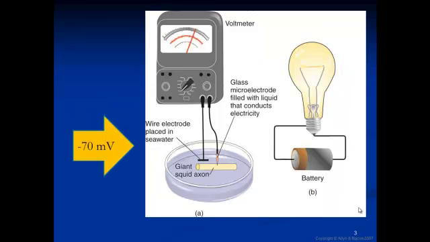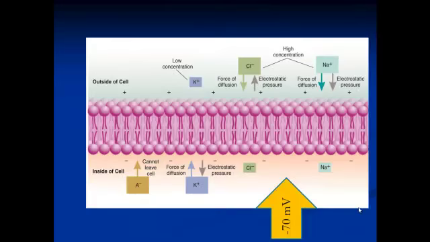Here's one way that they've determined this polarity. It's really a negative 70 millivolts. If you took a voltmeter and put one side inside of an axon and the other side outside, extracellular versus intracellular, you would see that difference. Oftentimes they use a giant squid axon because it's actually very large compared to human axons in their neurons.